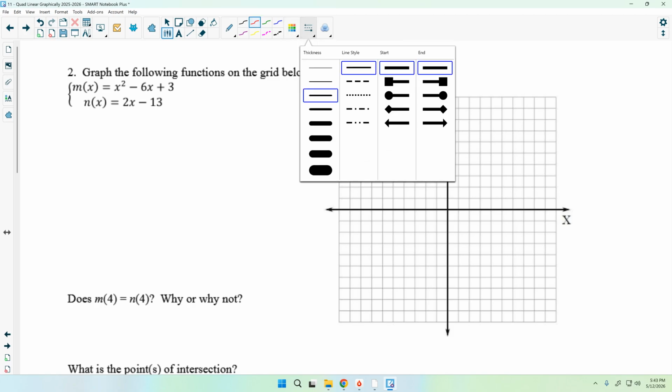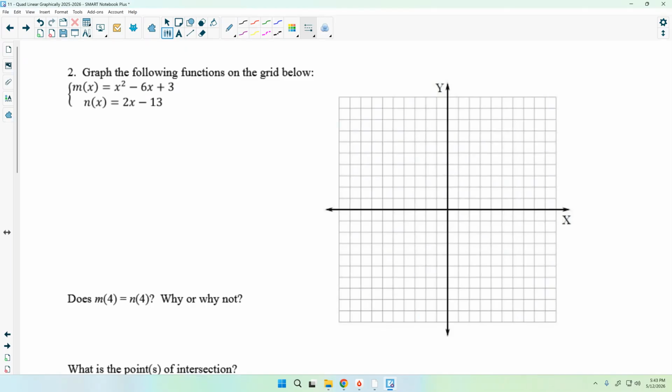Minus 13. Minus 13 would be easier. So we want to notice in our linear one, our y-intercept is not on the graph. Okay, so we're going to need the calculator to get 1 point. Once we get that 1 point from the calculator, then we can just use our slope. It'll be nice and easy. So we're going to use the calculator to get key information for both.